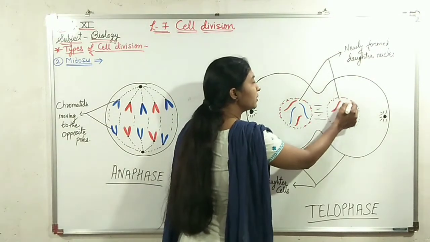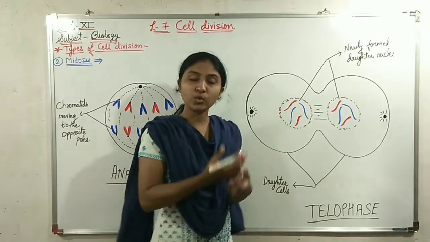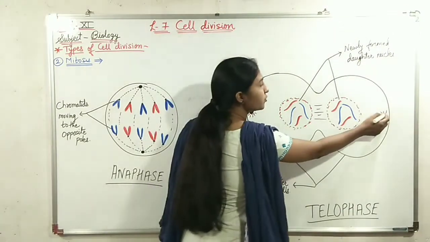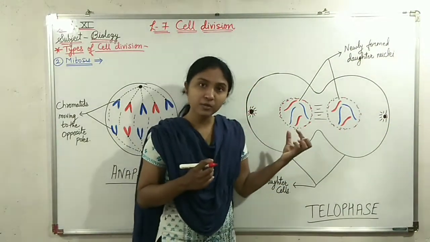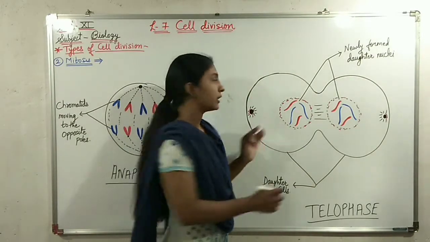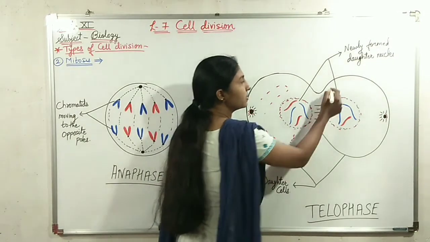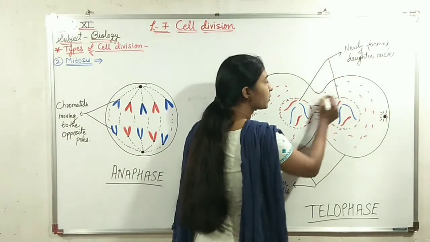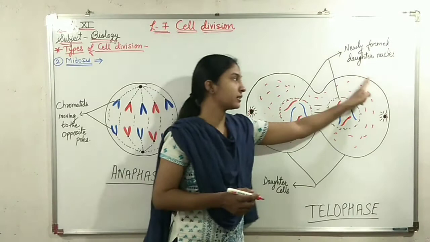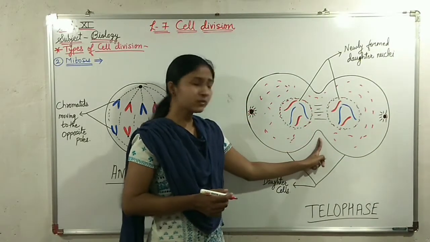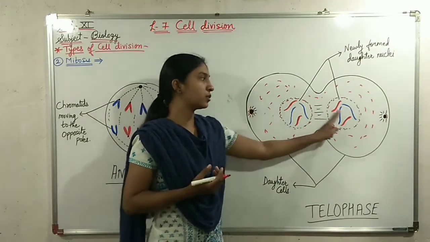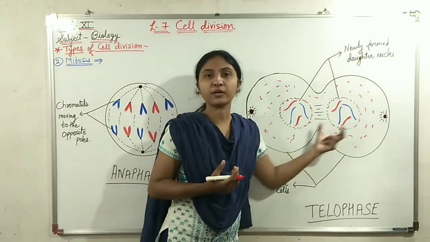The nuclear membrane appears, the nucleus reappears, and these centrioles move to the opposite poles, and the spindle fibers which came out of these centrioles get absorbed in the cytoplasm and disappear. And the cytoplasm then tends to divide. Constriction is seen in the cytoplasm. It tends to divide and two separate nuclei appear in the cell.